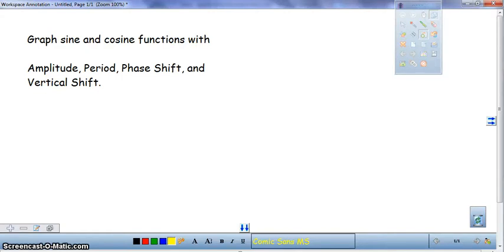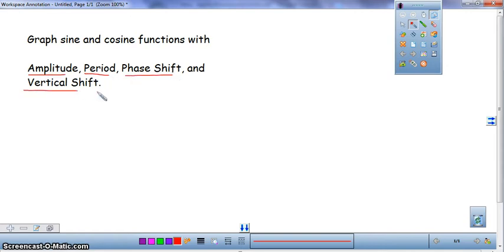Okay, so today we're putting it all together. We are going to look at how to graph with all the different parts of a sine or cosine function. So we're going to graph using amplitude, period, phase shift, which is the horizontal shift, and vertical shift. And we're going to start with a cosine, and we're going to do a cosine and a sine. So my first equation that I have is y equals the cosine of 2 theta minus pi.